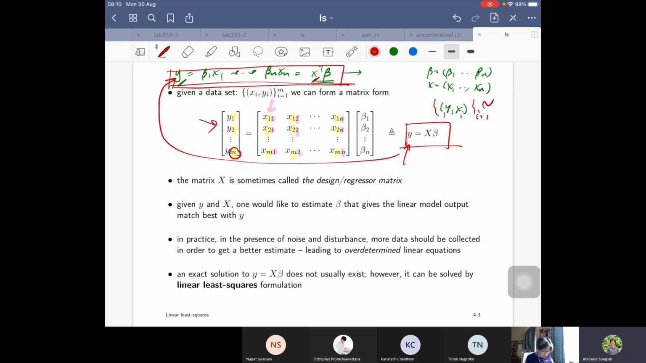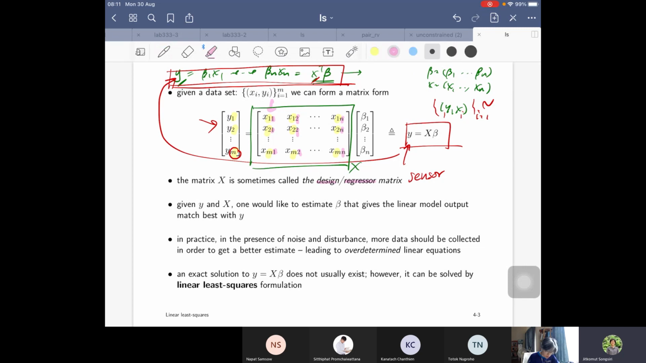Okay, the matrix X here is often called the design or the regressor matrix. Sometimes it's called the sensor matrix because the matrix X here contains the measurements of the input variables, the predictor variables.